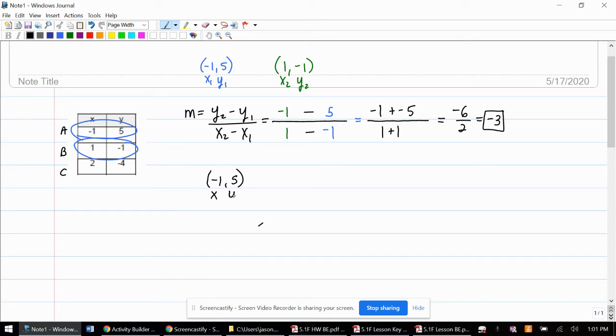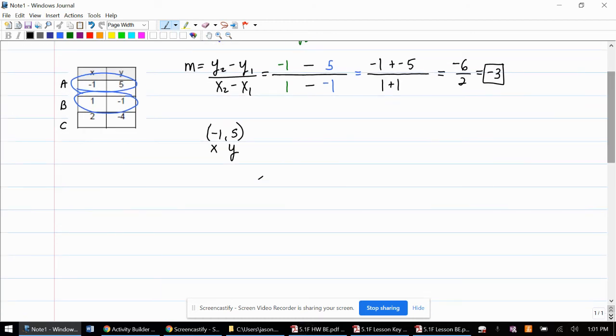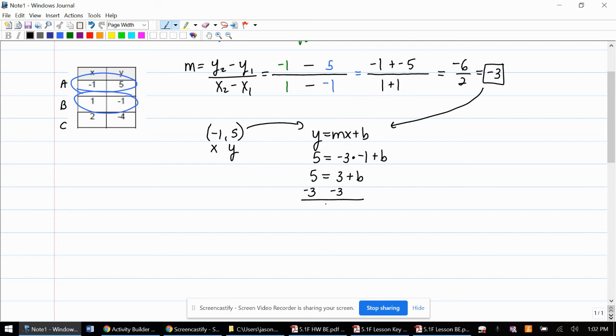I'm going to call this x, y, and I remove the x1, y1. And I'm going to plug this into y equals mx plus b, this point and my m, to solve for b. And so I've got 5 is y, m is -3, x is -1, plus b. 5 equals -3 times -1 is 3 plus b. And I'm going to subtract 3 on both sides to get that b equals 2.